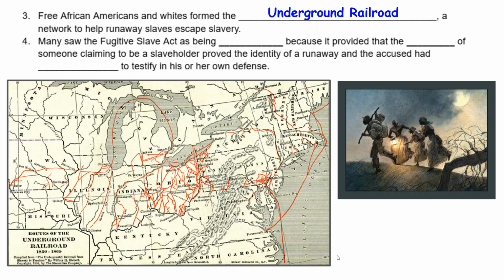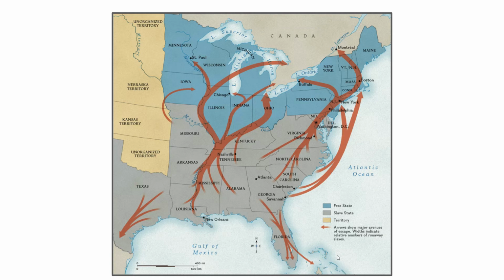If you take a look at the map, the lines that are in red are routes that were used during this period of time. Many saw that the Fugitive Slave Act was unfair because it provided that the word of someone claiming to be a slaveholder proved the identity of a runaway slave, and an accused person would have no right to testify in their own defense if they went into a court. In other words, they had no rights. This is going to be fleshed out when we talk about the Supreme Court.